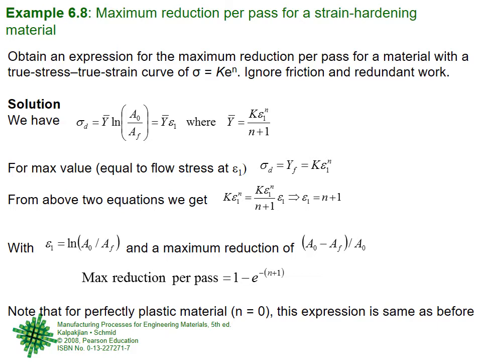So these two last problems, the maximum reduction per pass for a perfectly plastic material and the maximum reduction per pass for a strain hardening material, these are also simple math, but with some physics or mechanics understanding at your back, only one line of understanding, and then you are okay.